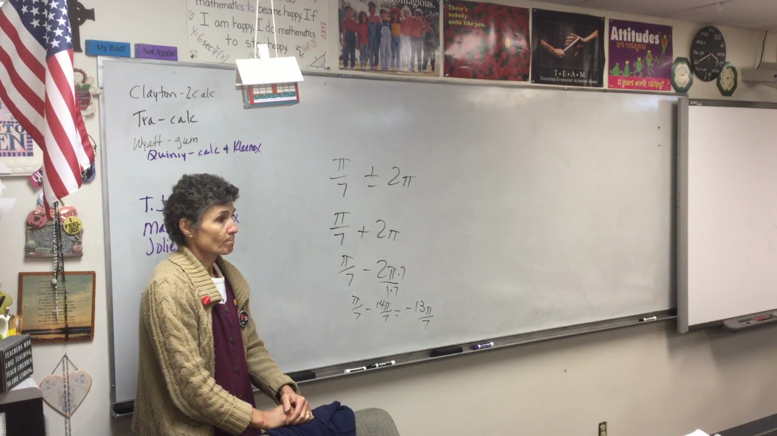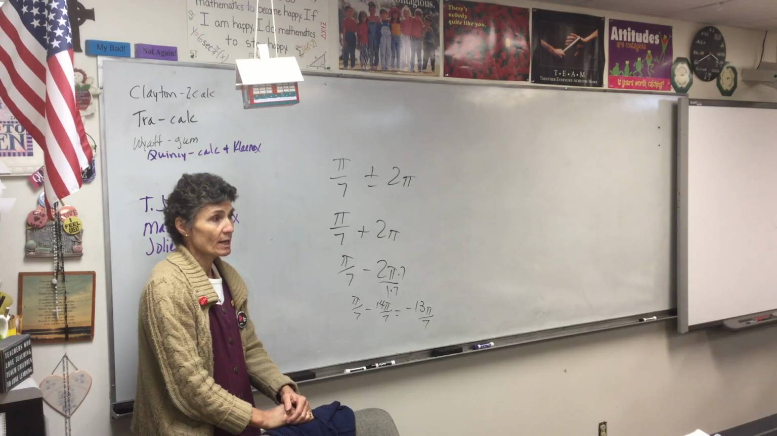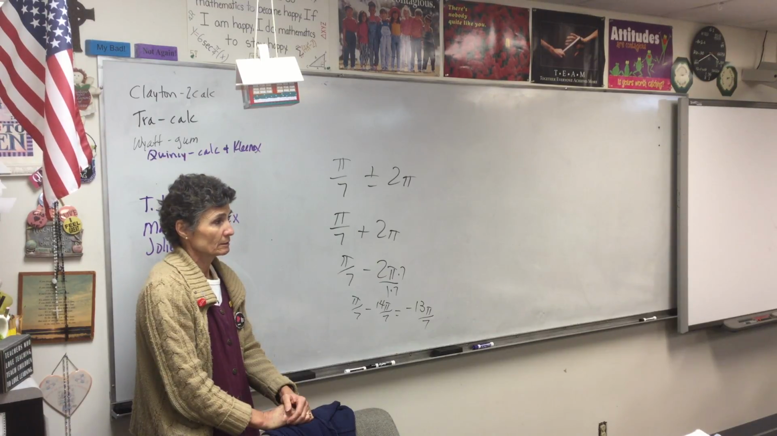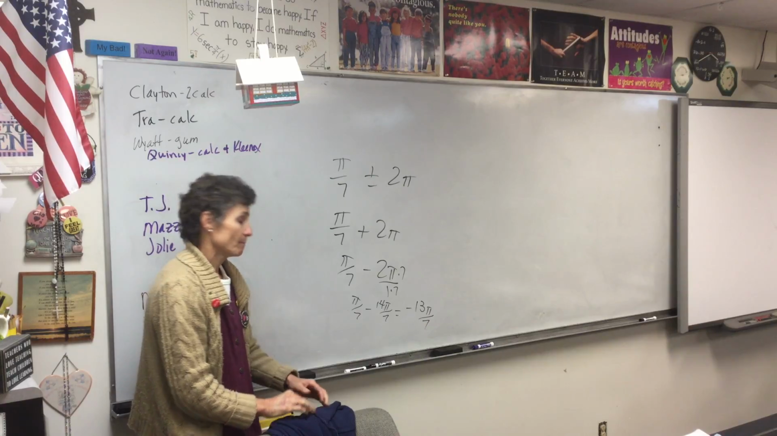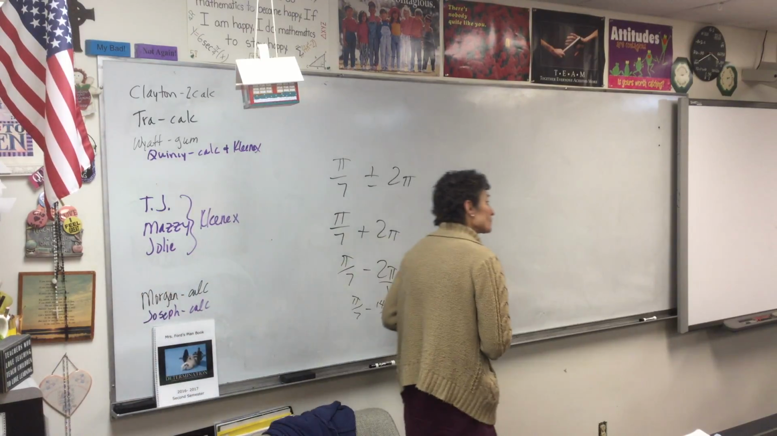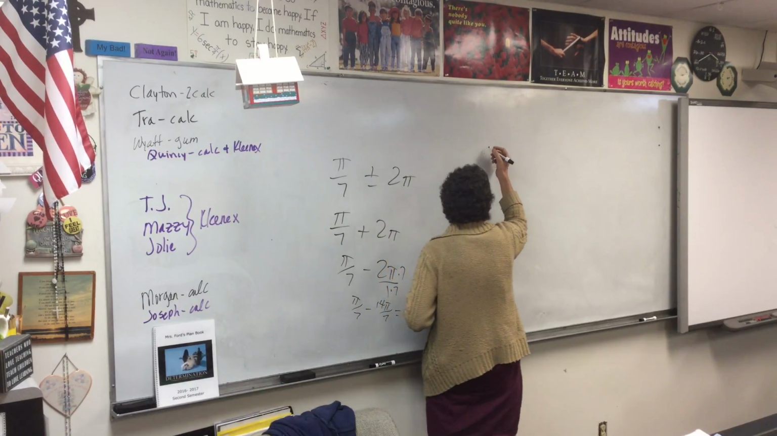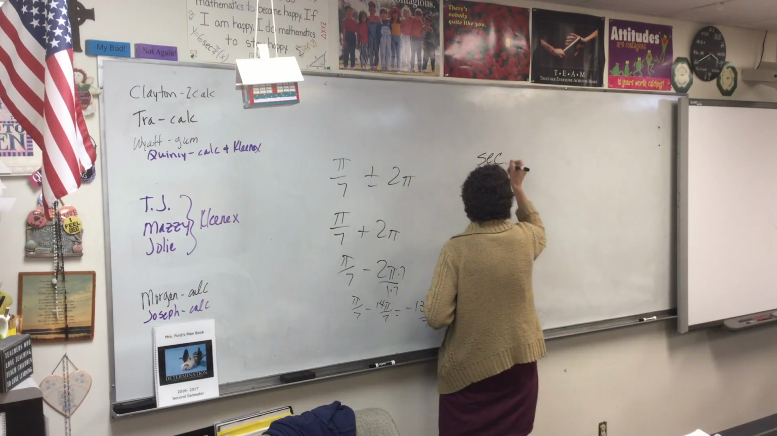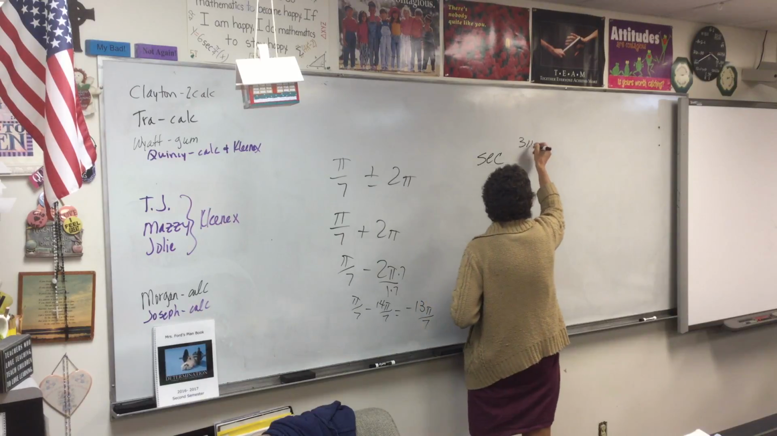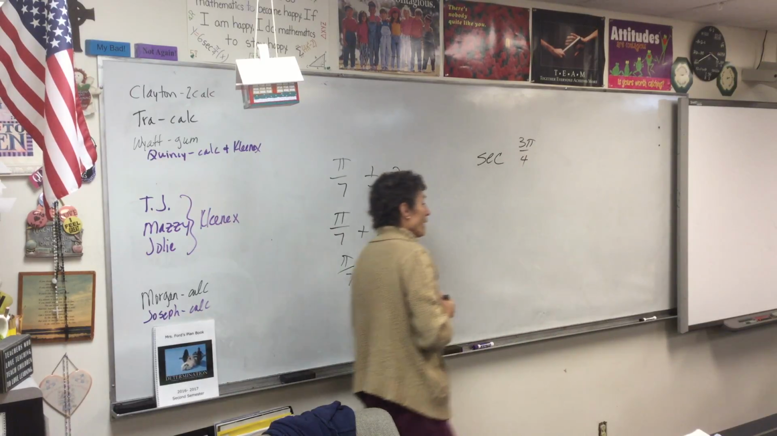Okay, John? All right, who else has one that you can't figure out why you missed it? Your papers were all perfect. Reese? Number 4. Just tell me what the question is. Secant 3 pi over 4. All right, so we're finding the secant of 3 pi over 4.